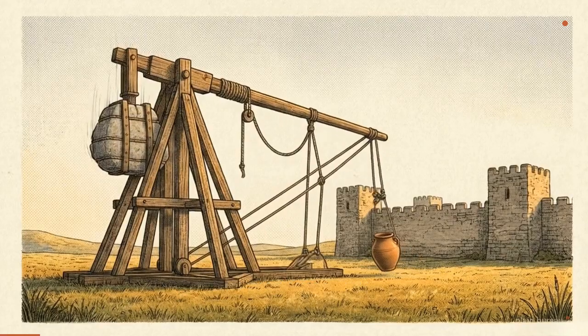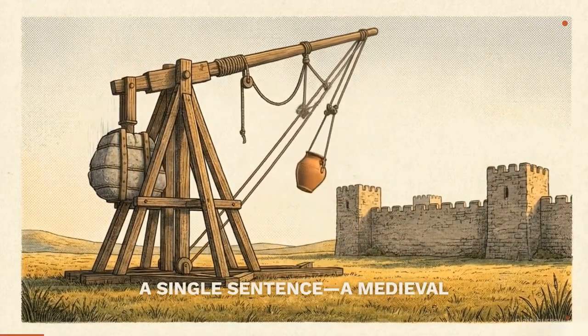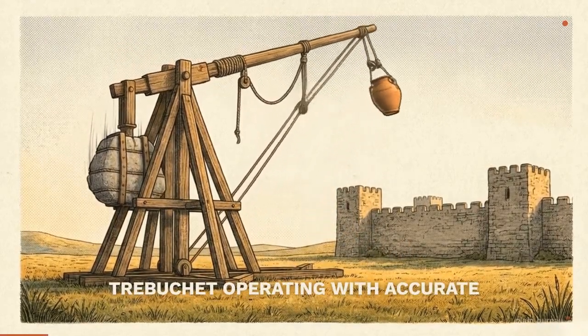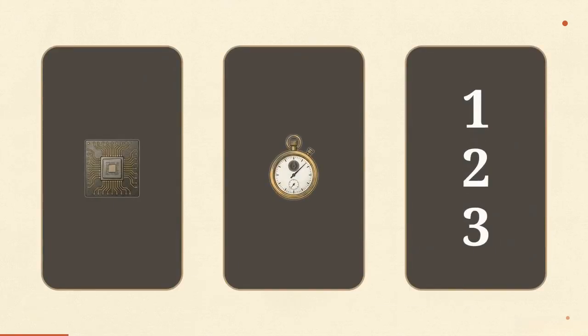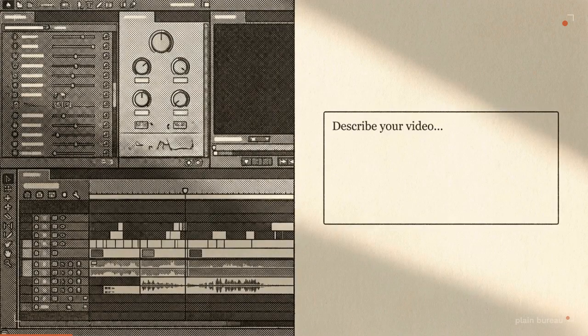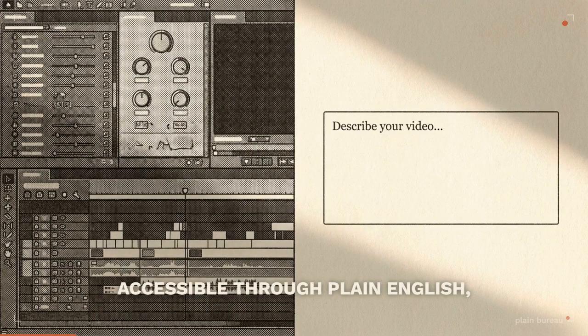This is the kind of high-quality output it can generate from a single sentence. A medieval trebuchet, operating with accurate physics and cinematic lighting. We are going to look at what this model actually is, the immediate advantage it hands you, and the 3 practical habits you need to use it well today. Professional results are now accessible through plain English, shifting the requirement from software expertise to simple descriptive clarity.